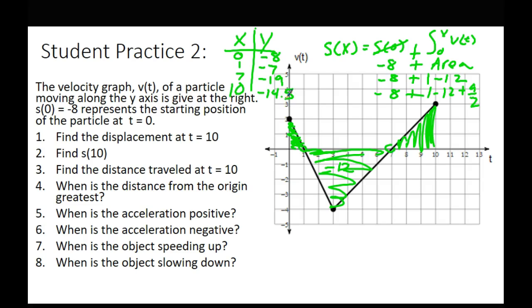Wow. So when is it farthest from the origin? At t equals 7. Right there. It's at 19 at t equals 7. All right, that one was kind of hard.